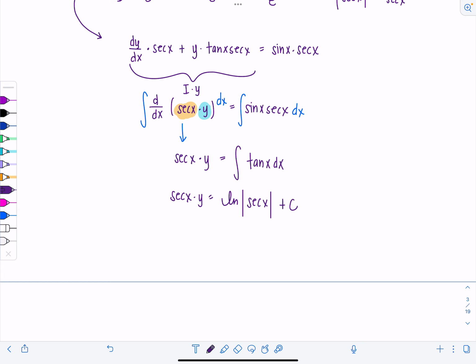And then let's get y by itself. So let's divide everybody by secant x, which is the same as multiplying by cosine x. Yes, very good. So then we're going to have here y equals cosine x ln absolute value secant x plus c cosine x. And I did say early on we're going to assume x is in quadrants 1 and 4. So then we know this is not going to be negative. So I can just put parentheses. If you leave it absolute value, that's fine too. Okay.